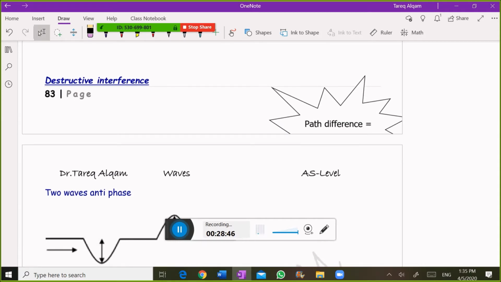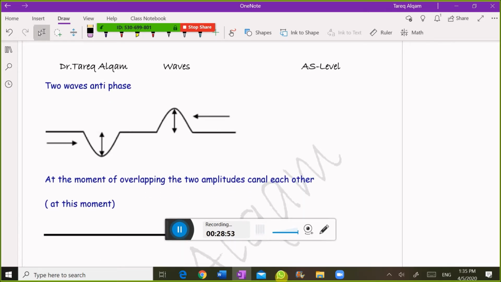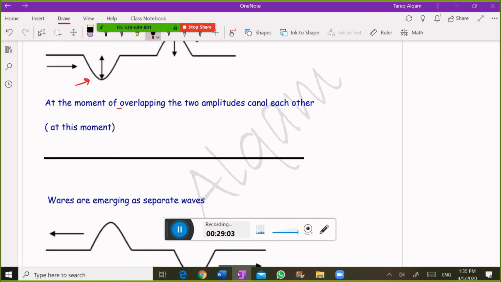The other type of interference is called destructive. Destructive, guys, is when the two waves meet in antiphase. Look here. Crest with a trough. At the moment of overlapping, what happens to their displacement? The resultant displacement is zero.